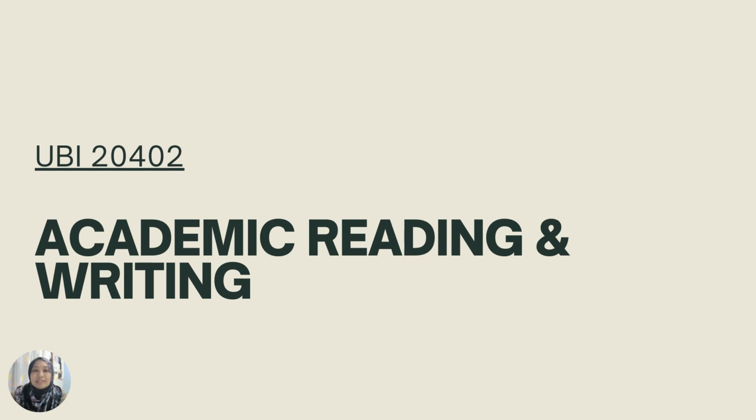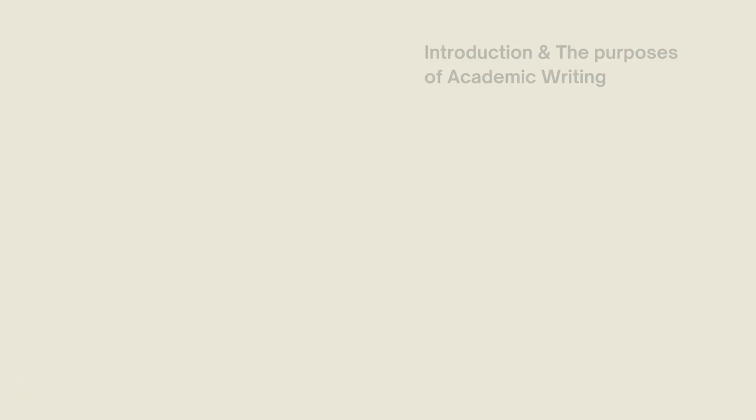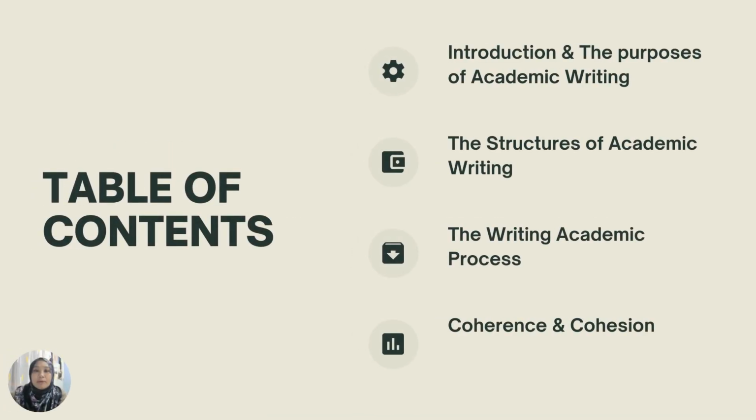So today is going to be our first class of UBI 20402, which is Academic Reading and Writing. For today's class, we are going to look at the introductions of academic writing, and here you can see the slide of the table of contents. We are going to cover the introductions and the purposes of academic writing.